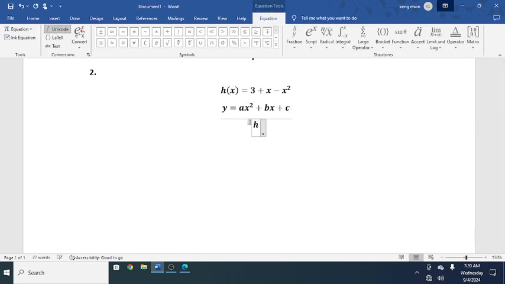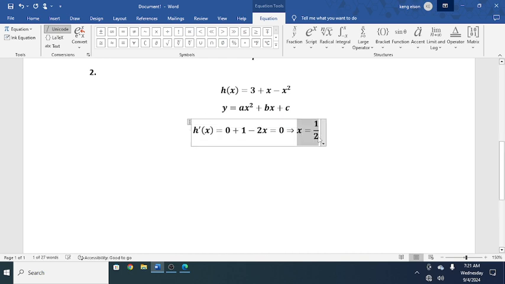We have to differentiate the function. h prime of x will give us: if you differentiate 3, you have 0. If you differentiate x, you have 1. If you differentiate x squared, you have 2x. Now h prime of x equal to 0 at the turning point, it therefore means that your x will be equal to half. So the x coordinate of your turning point is the line of symmetry. So the line x equal to half is the line of symmetry.